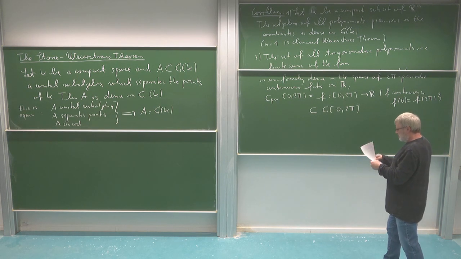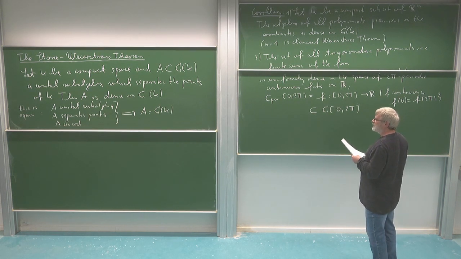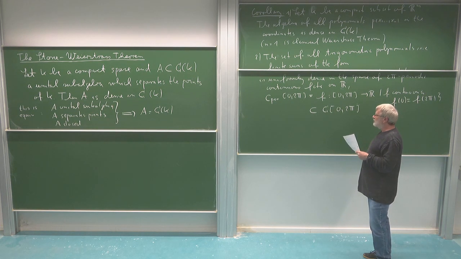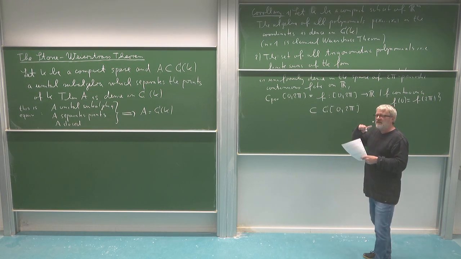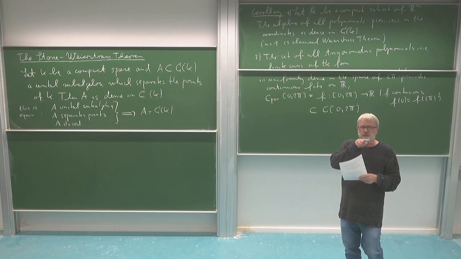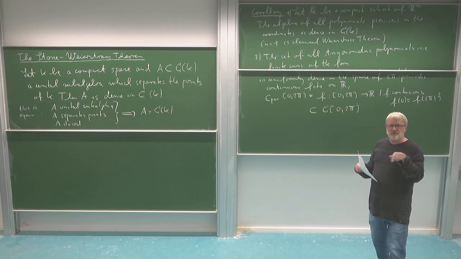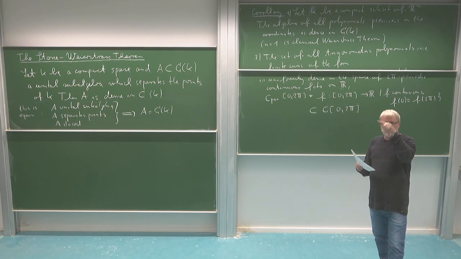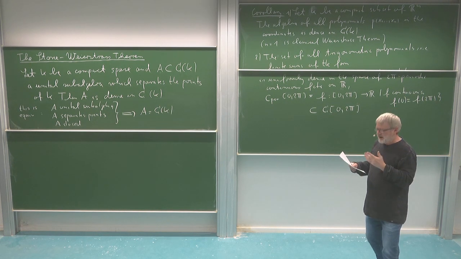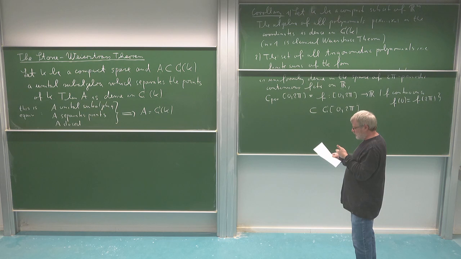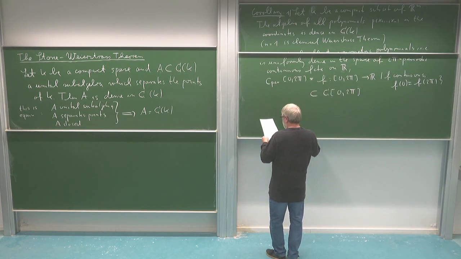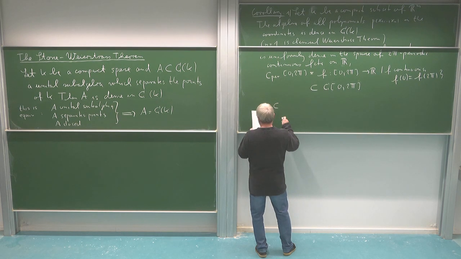The point is, if you want to apply Stone-Weierstrass, you have to identify the periodic continuous functions on 0 to 2 pi with the continuous functions on the unit interval, because then the periodicity is part of the continuity in the unit interval. So maybe I should write this down here, because that's a crucial point.